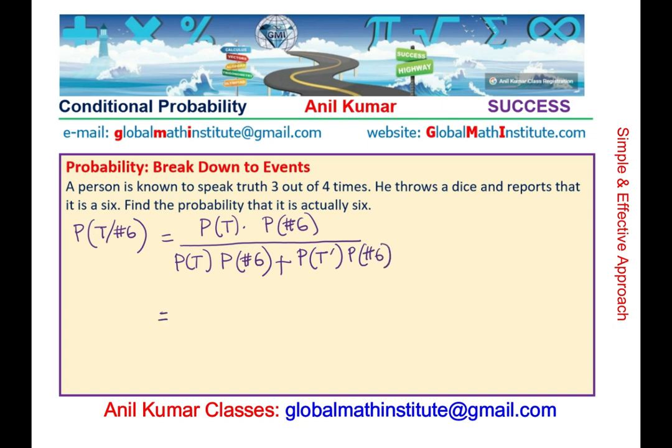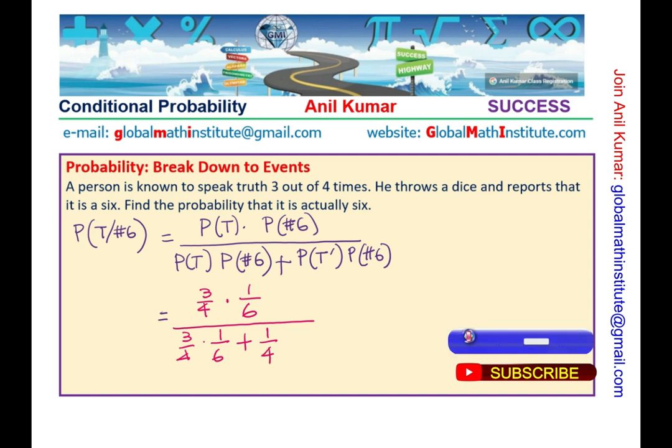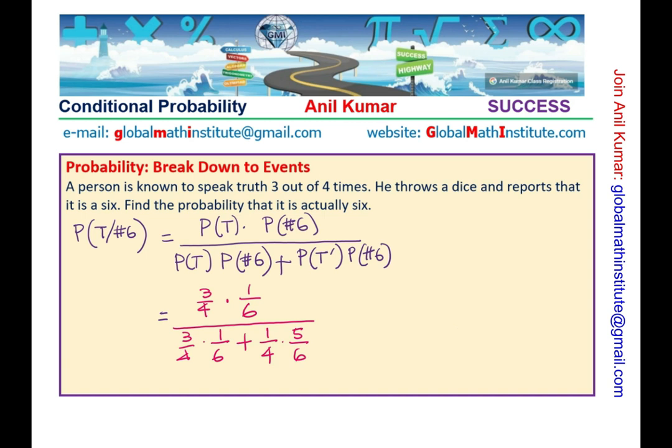So let's plug in the values. Speaking truth is 3 out of 4, right? So we'll write 3 out of 4 is speaking truth, and the probability that it is 6 is 1 out of 6, correct? And you have to divide by 3 out of 4 times 1 out of 6 plus not truth, which will be 1 out of 4, and not 6 will be 5 out of 6, right? Okay, we need to now simplify this. So you see 4 times 6 is a common denominator, and therefore we can write this as 3 over 3 plus 5.